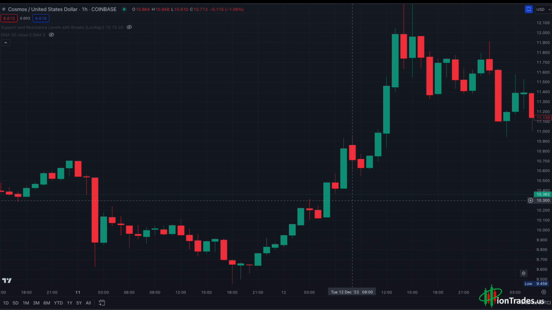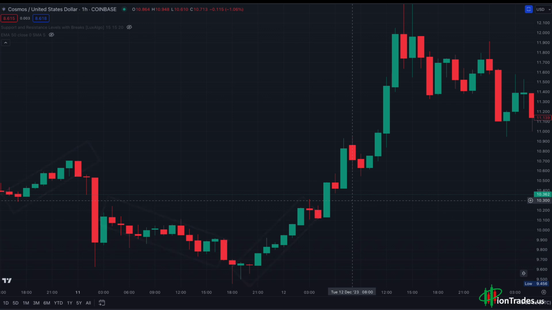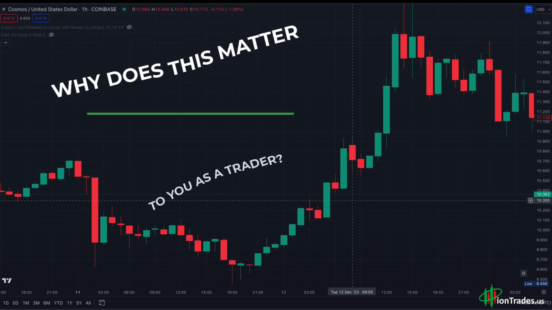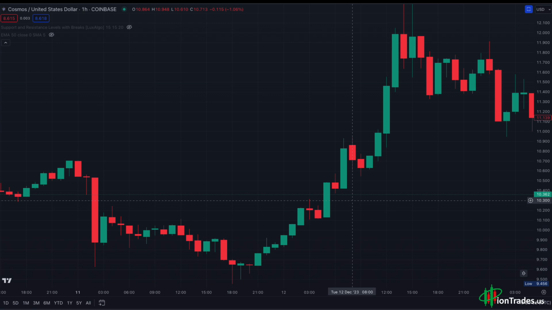On the other hand, a narrow range suggests lower volatility, signaling a relatively stable market. Why does this matter to you as a trader? Well, the range can help you gauge the strength of a trend. A wide range in the direction of the trend suggests a robust movement, while a narrow range might indicate a potential reversal or a period of consolidation.